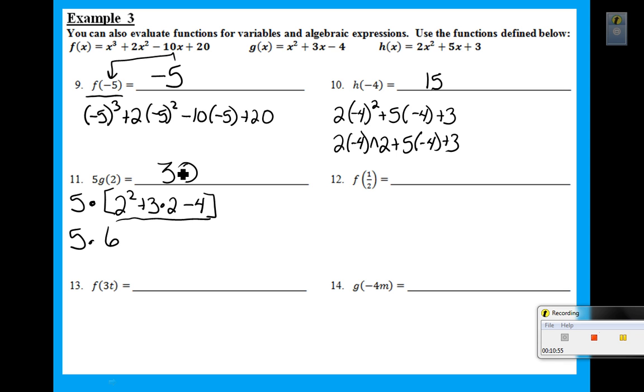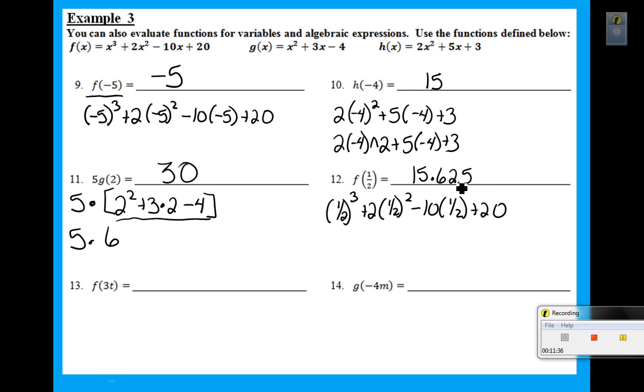Hey, don't be scared if you're working with a fraction. Same thing. This says, go hunt down the function of f, and you can say, hey, there it is up front. I'm going to go parenthesis 1/2 to the third plus 2 parenthesis 1/2 squared minus 10 parenthesis 1/2 plus 20. If you run that through correctly, like I said, you can pause this video at any time and make sure. But if you run that through correctly, guys, you're going to get 15.625. That would be one of your possible answers.